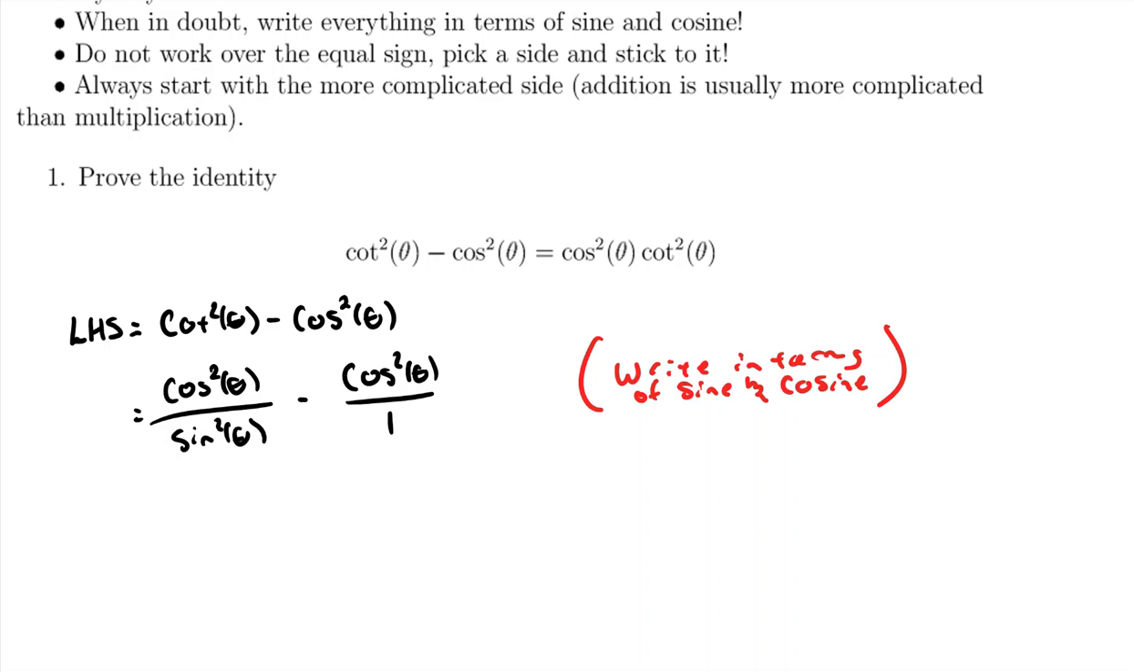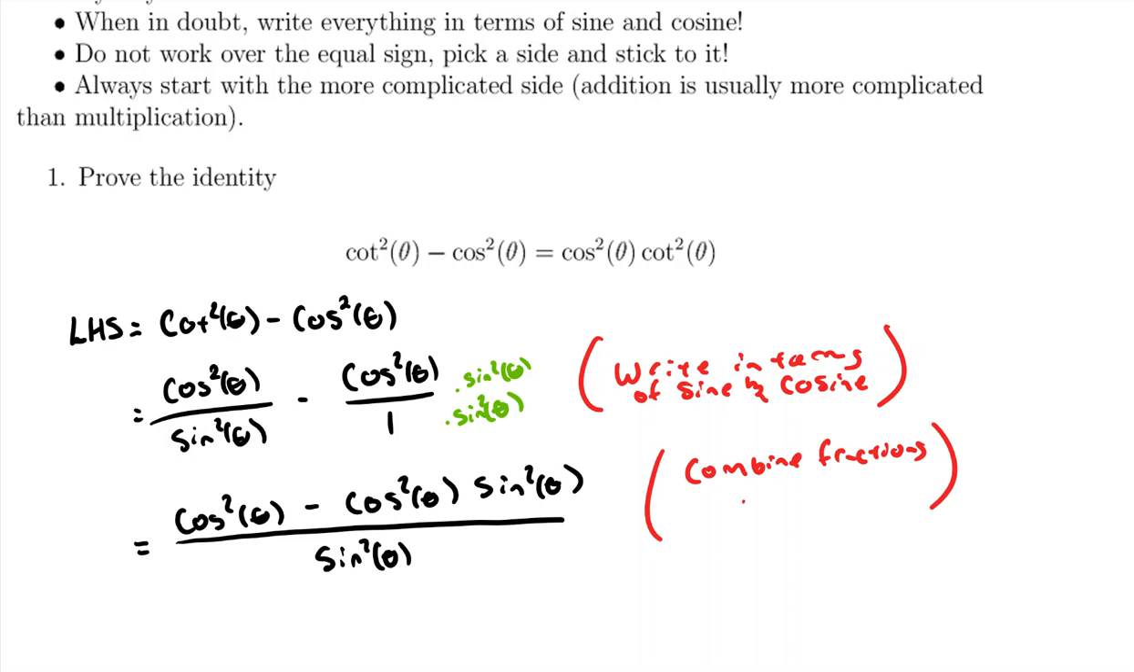I can combine fractions whenever I want by getting a common denominator. So the easiest common denominator to get here is just going to be sine squared of theta. So you can see I multiply by 1 in a fancy way. So sine squared theta over sine squared theta. That's why I multiply my cosine squared theta divided by 1 by it, to be able to combine it in one fraction. Now, here's where we get some traction.